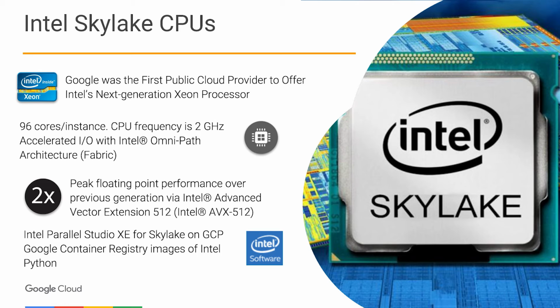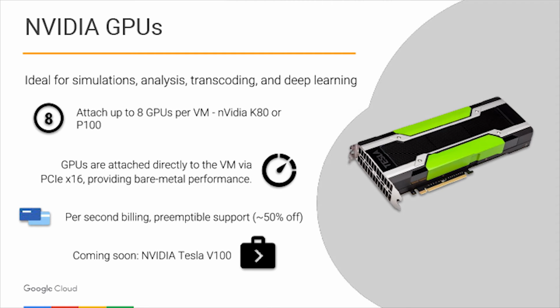Intel Skylake is the top line of our processors available on GCP. In this case, you can create up to a 96-core instance with 2 gigahertz frequency and so on. And this instance comes with the Intel Parallel Studio already pre-installed on the VM. You can also leverage GPUs. An important thing to note is that these are also per second billing and preemptible, so you can even borrow a GPU on top of a VM.